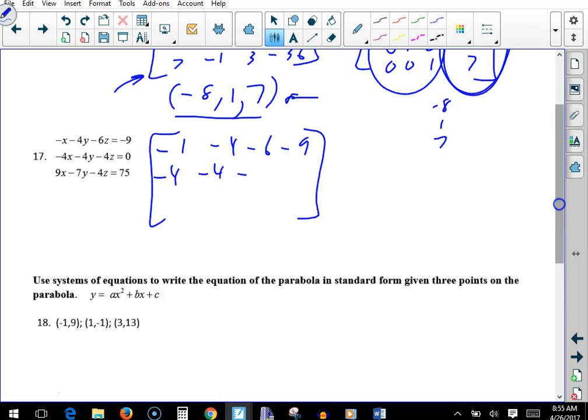-4, -4, -4, 0, 9, -7, -4, 75. You run it through the exact same thing. I cannot stress enough how important it is to practice the keystrokes over and over. Whether it's different problems or the same problem, get the keystrokes down so it's second nature to you. When you run this, you end up with 3, -12, and 9. That's it.